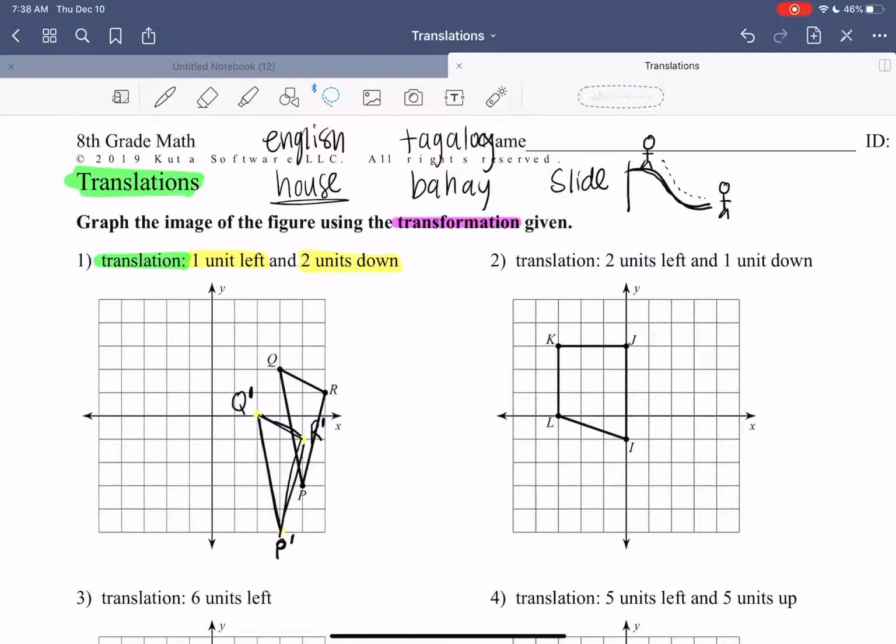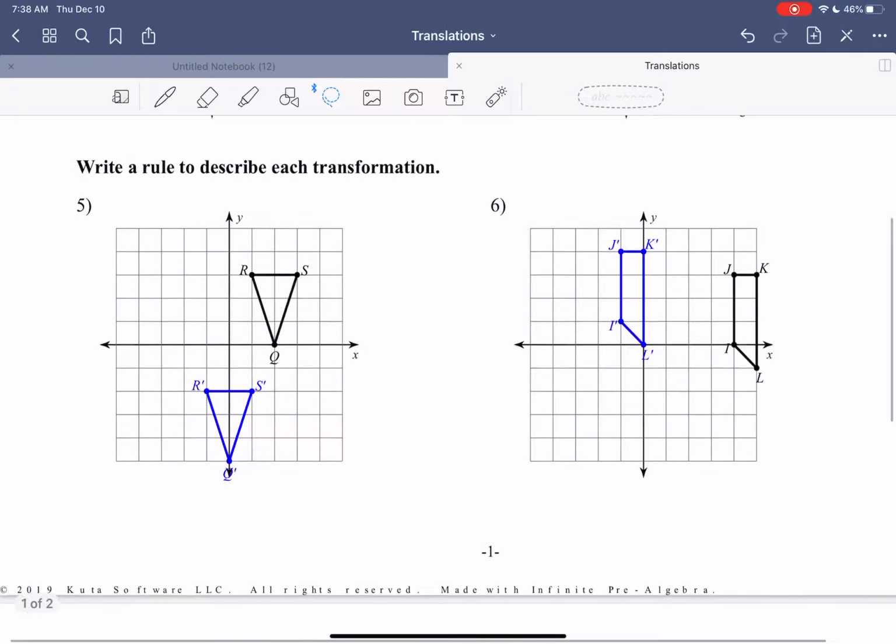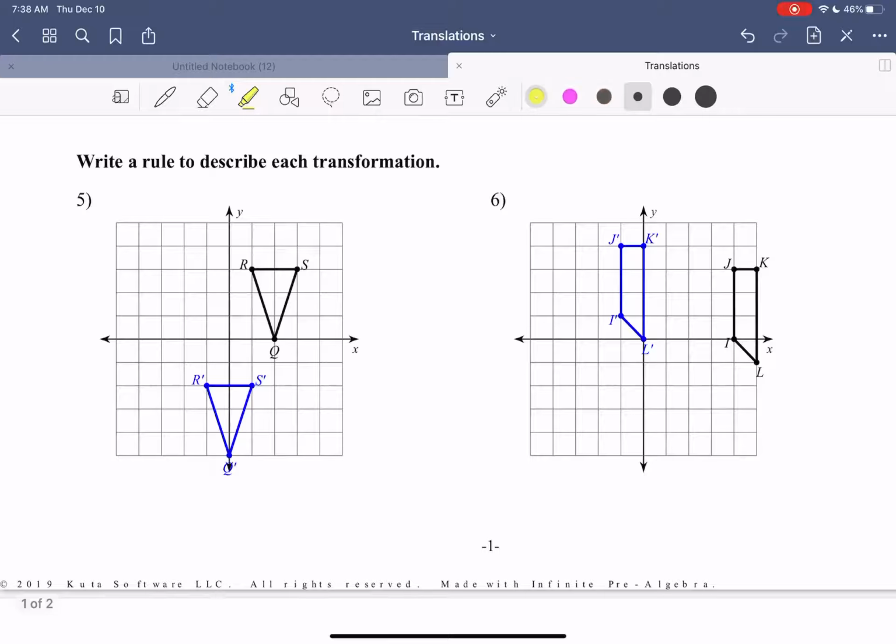Okay, let's look at another way. You see there are some practices that you can now do according to this. So now let's move down here. I have not said anything about this right here. It says to write a rule to describe each transformation. What we see in this graph that I'm circling with my red dot are 2 shapes. One has R, S, and Q, and another shape has R prime, S prime, and Q prime.